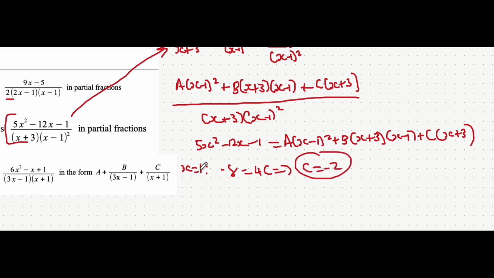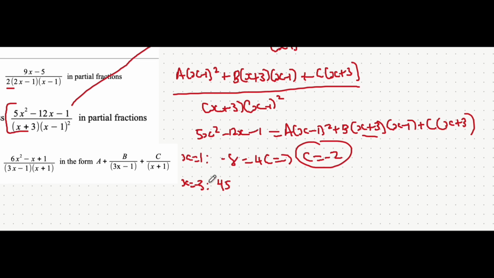That's good. What else can we substitute in as x to eliminate a term? Well, we can put in x equals minus 3. When you do that, minus 3 all squared is 9. 9 times 5 is 45. I'm going to have to write this one out. Minus 12 times minus 3 is plus 36. And then take away 1. So that's the same as 45 plus 35, because 36 take away 1 is 35. And that's equal to 80. So I'm just going to write this out as 80 to simplify things.